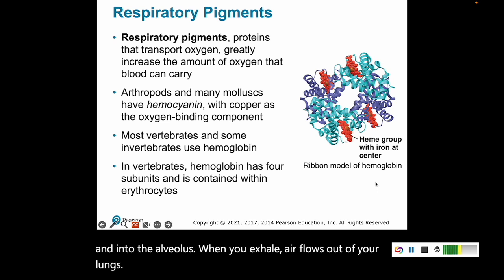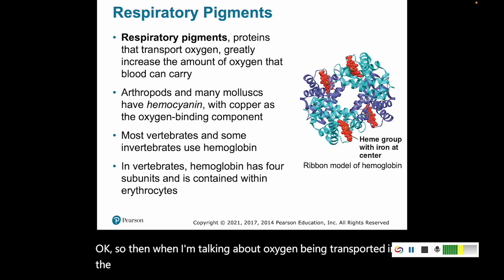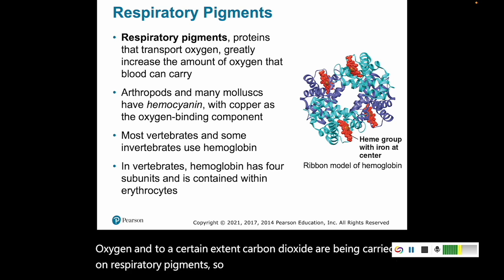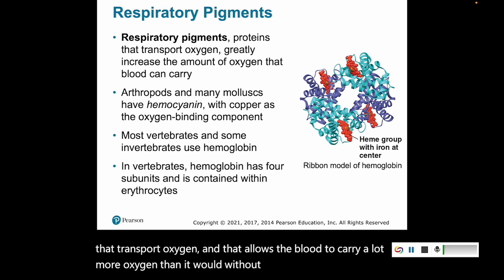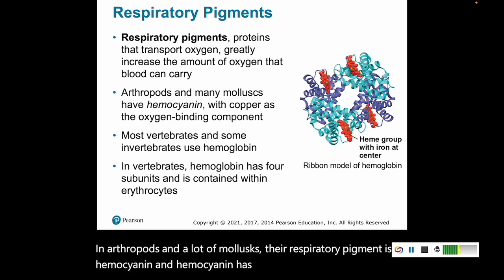So when I'm talking about oxygen being transported into the blood, I'm not talking about oxygen just directly floating through by itself. Oxygen and, to a certain extent, carbon dioxide are being carried on respiratory pigments. Respiratory pigments are proteins that transport oxygen, and that allows the blood to carry a lot more oxygen than it would without them. In arthropods and a lot of mollusks, their respiratory pigment is hemocyanin, and hemocyanin has copper as its oxygen binding component.